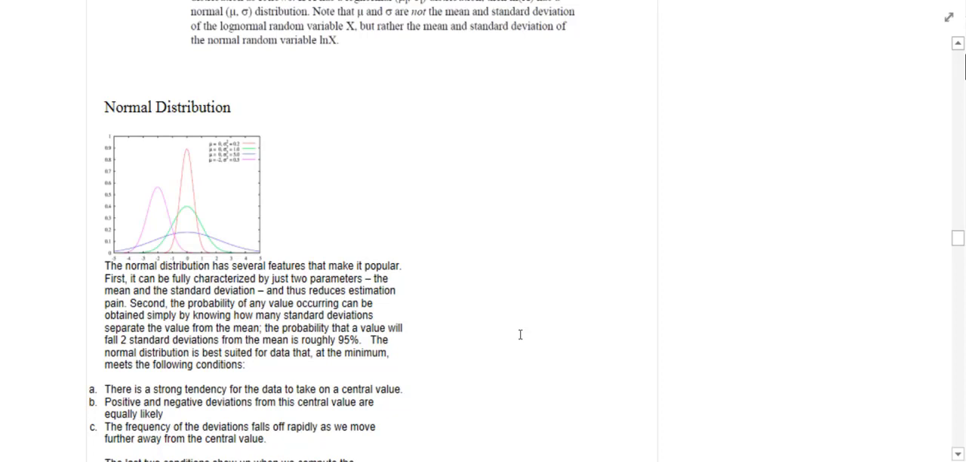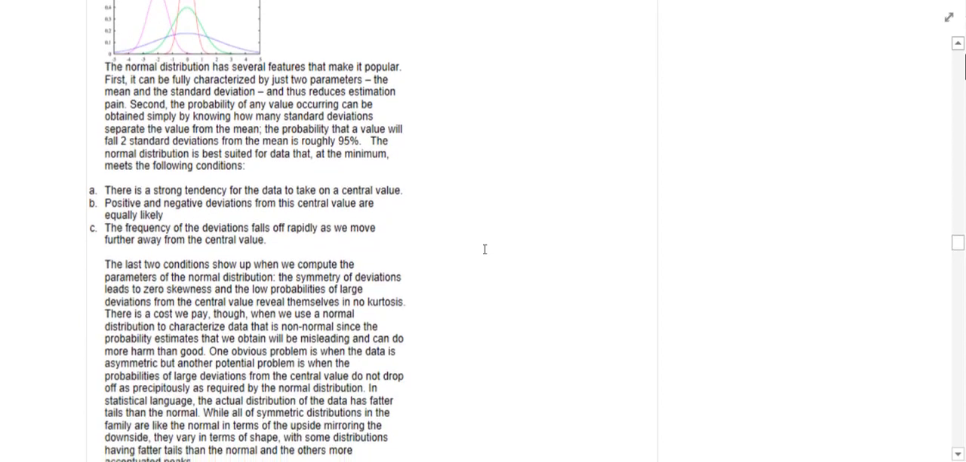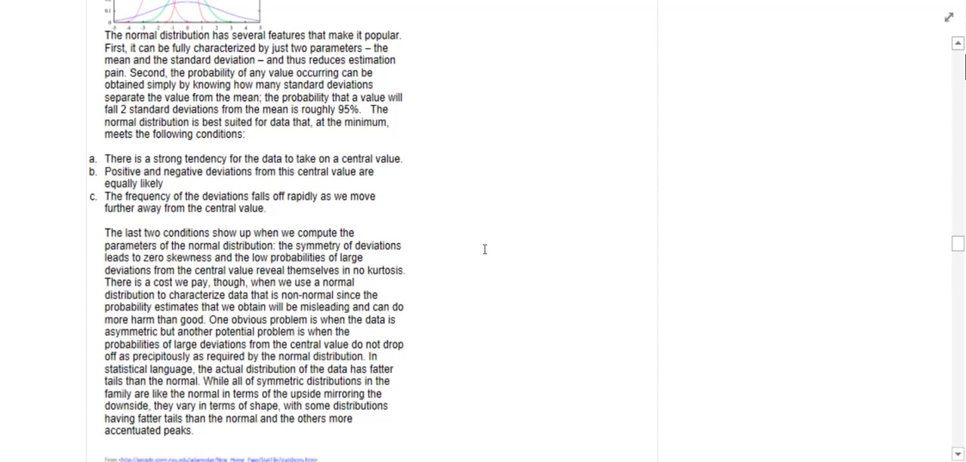And that the frequency of the deviations falls off rapidly as we move further away from the central value. And you can see that in varying degrees with these curves. If you look at the orange, the frequency drops pretty dramatically as we get away from that central value. So that central value up here at 0.9, I'm one unit away basically, and I'm down to about 0.1. So that's a pretty rapid drop, a pretty steep slope on those curves.